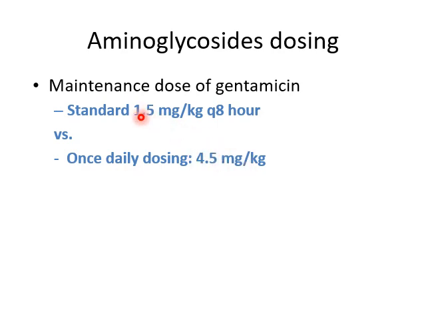Now, if you look at the dose, it's really the same one. This is 1.5 times 3. The only difference is the frequency. This is 3 times a day, and this is only once a day. What are we trying to do? Remember, I'm trying to decrease the risk of ototoxicity and nephrotoxicity.